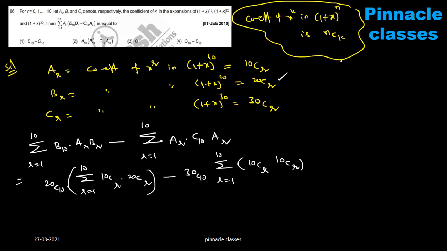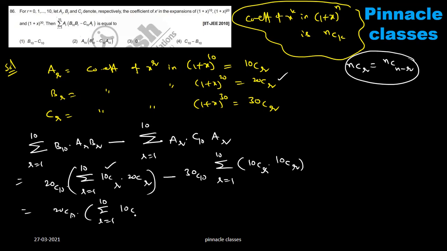So I'm writing one formula. What is that? nCr is equal to nC(n minus r). So in this case also I'm using 20C10 into 10Cr. How to write? nCr is equal to nC(n minus r). So here also I'm writing 10Cr means 10C(10 minus r) into 10Cr. What are you observing in this case?